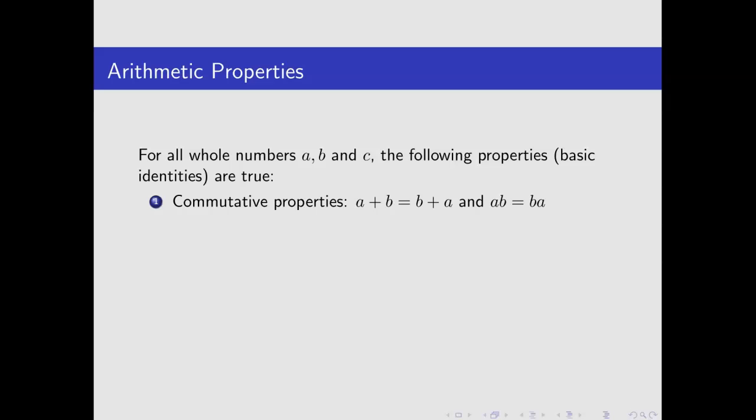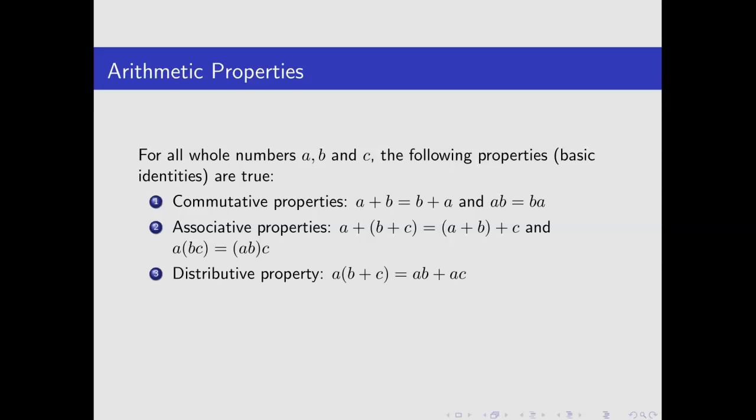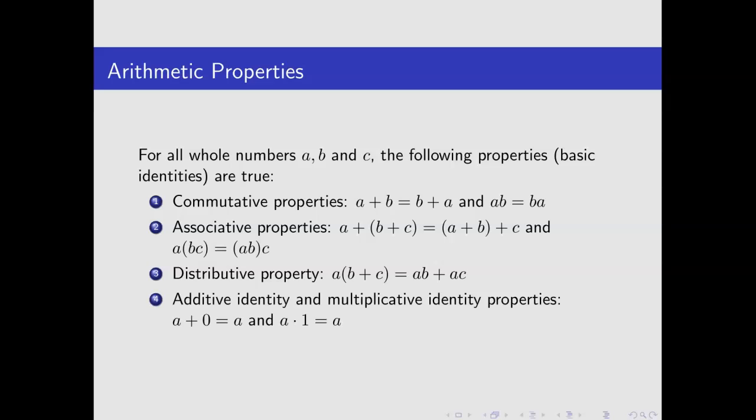So, for some examples, arithmetic properties. For all whole numbers a, b, and c, the following properties, meaning basic identities, are true. First, commutative properties for both multiplication and addition, associative properties for multiplication and addition, the distributive property, and then the additive identity and multiplicative identity properties. And these are all properties we are already familiar with. We've talked about them before.